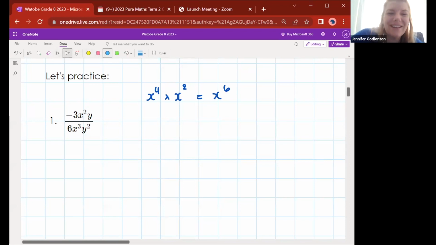Okay, so when our bases are the same and we're multiplying, then we add our exponents. So that was the first rule that you guys learned together. Then the next rule you guys learned was if you had division. So if I had x to the power of 5 over x to the power of 2, what's that going to be now?